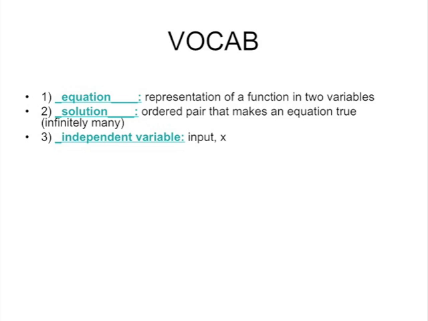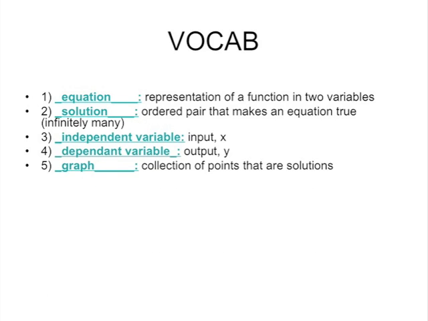An independent variable is our input, typically our x. Our dependent variable is our output, typically y. We call it the dependent because it depends on what you plugged in. So you put in something, that's independent because you can put in whatever you want, and then the output depends on what you put in. A graph is a collection of points that are solutions.